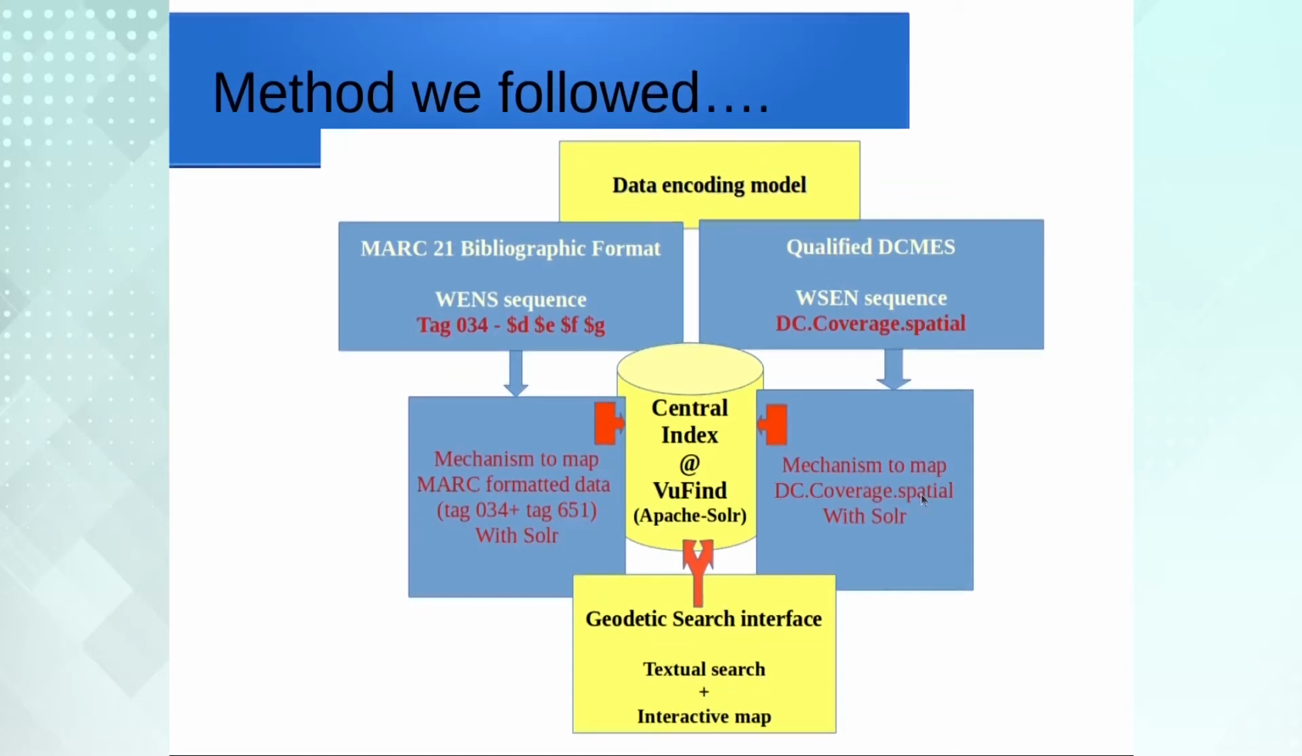The same mechanism we had followed in case of DC encoded data: dc.coverage.spatial and then link with the Solr. So, finally, this geodetic search interface, the data may be coming from the Apache Solr retrieval engine, and it is supported by both textual search as well as interactive map.